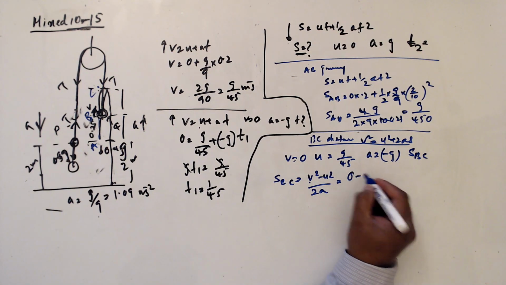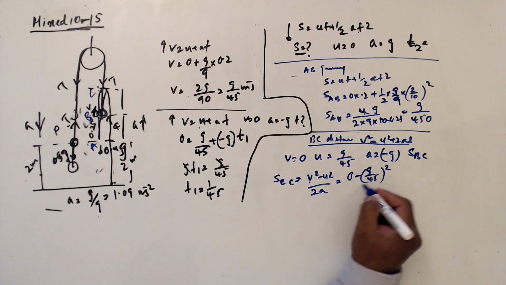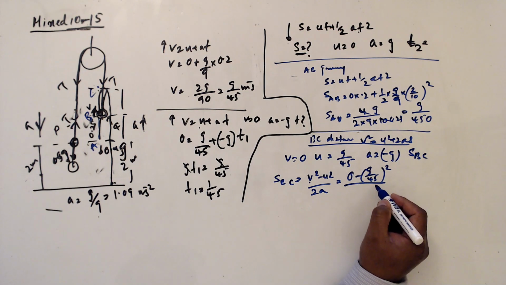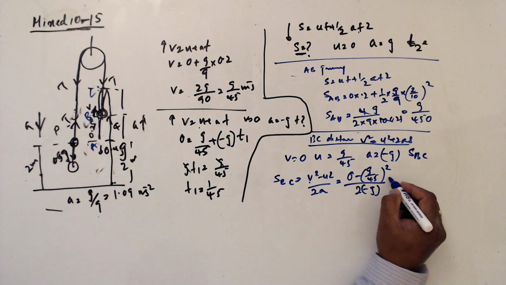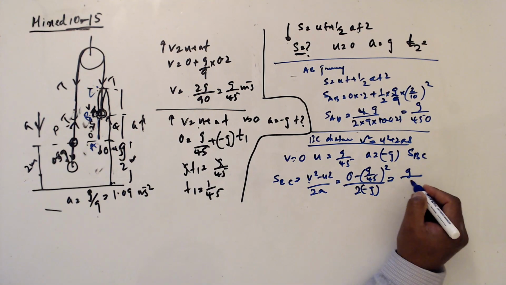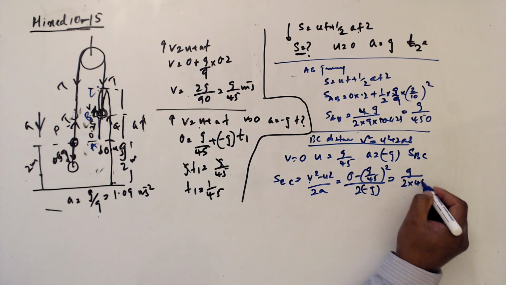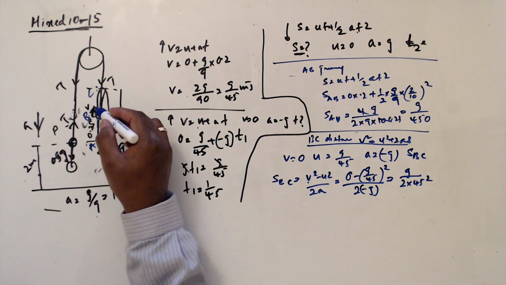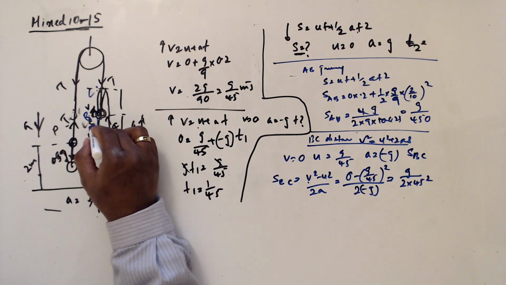So v squared is 0, u squared is g over 45 squared, divided by 2a, 2 times minus g. So then when you cancel out, g cancels out, we will get 2 times 45 squared. I changed my plan a little bit. Now we found out this distance 0.2.